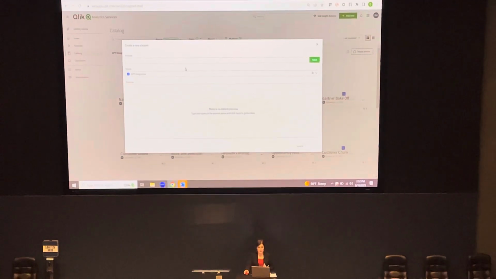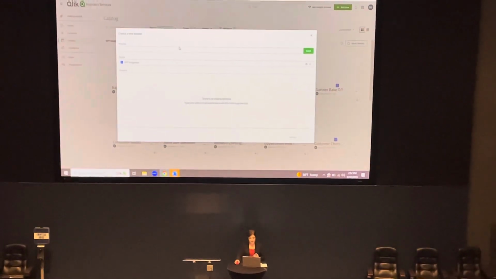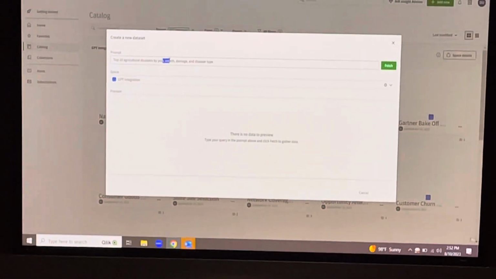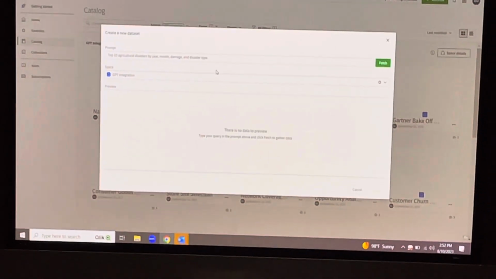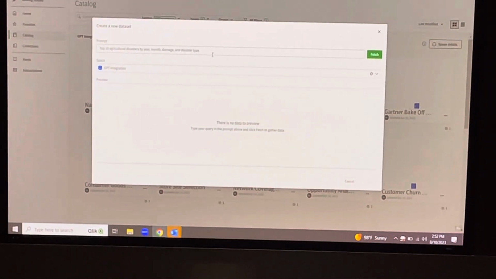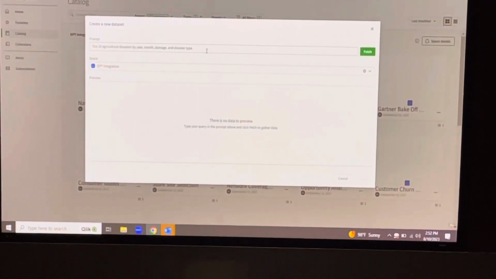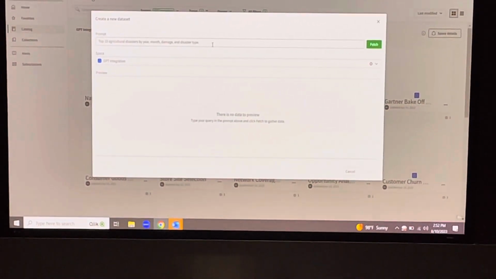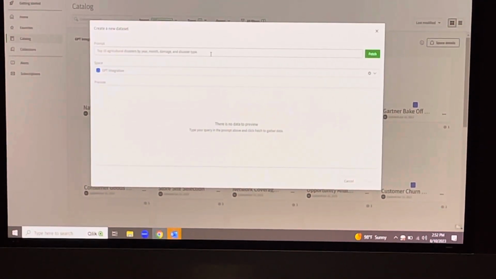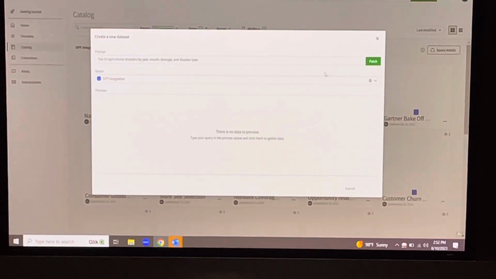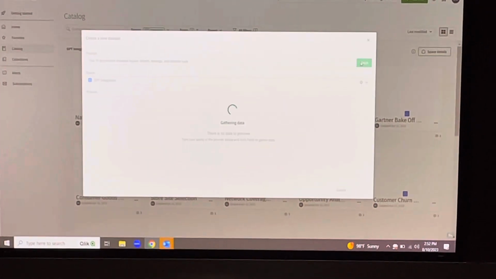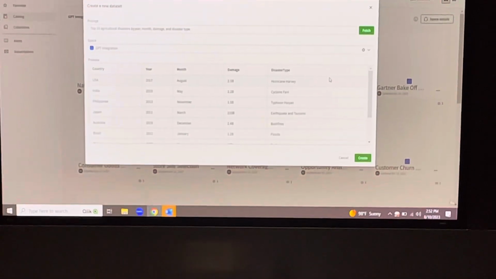So I'm going to walk you through a few different use cases that we've come up with for generative AI. The first is to actually go out and bring in some additional data. So I'll do that now. Say I'm going to go out and get top 10 agricultural data sets by year, month, damage, and disaster type. So we might have some agricultural customers here. I think there's a lot of businesses that can be affected by things like weather. So we'll do some analysis and see what we can find.